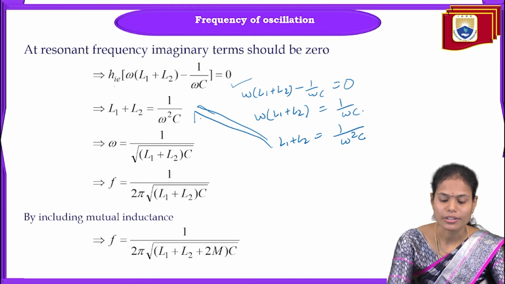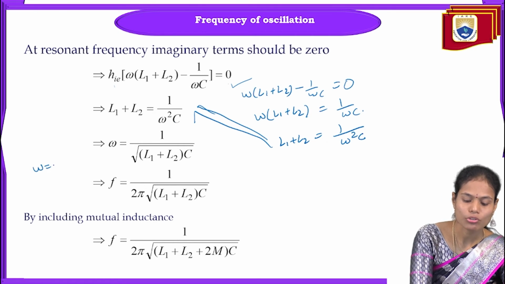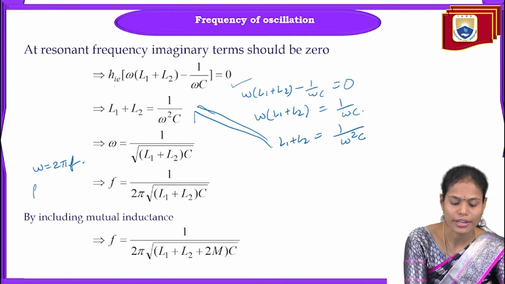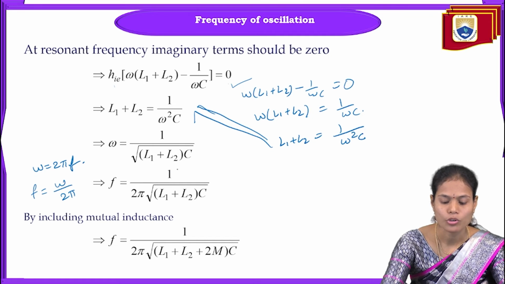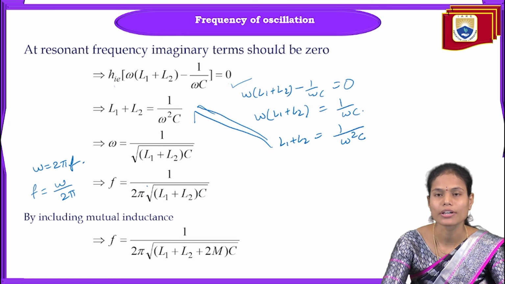So again we can write the value of omega as 1 by under root of L1 plus L2 into this capacitor here. Here the omega value is 2 pi f, so from this we can write f equal to omega by 2 pi. So omega is 1 by root of L1 plus L2 into C, and f is 1 by 2 pi under root of L1 plus L2 into C.